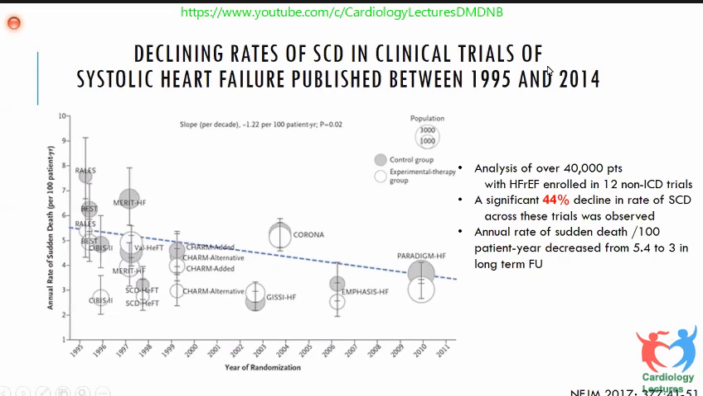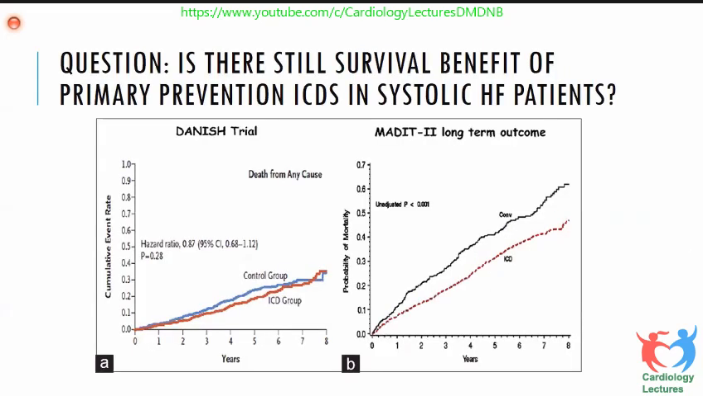It shows an analysis of over 40,000 patients with HFrEF enrolled in 12 non-ICD clinical trials. As a result of the gradual introduction of ACEI, ARB, beta blockers, mineralocorticoid receptor blockers and subsequent drugs, a significant reduction of 44% in rates of cardiac death across these trials was observed. And the annual rate of sudden death per 100 patient years decreased from 5.4 to 3 in the long term. So this may have some impact on our further stratification of heart failure patients.